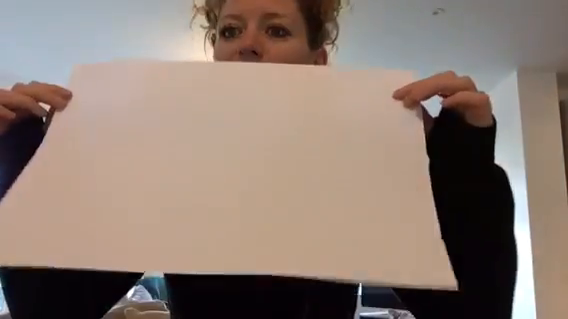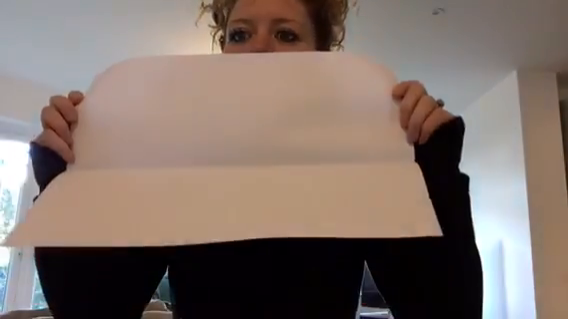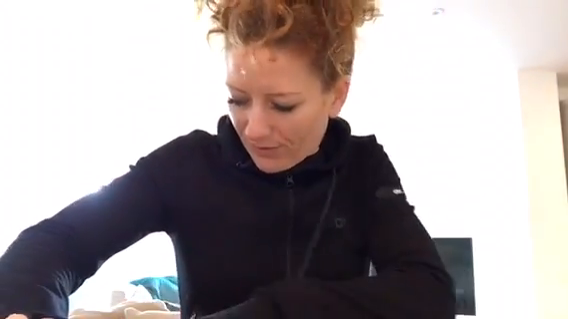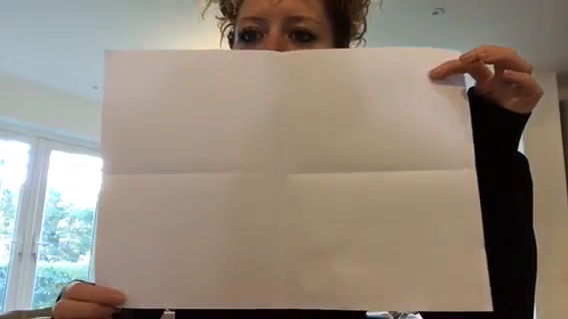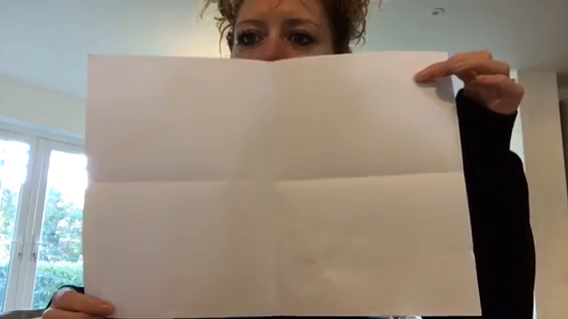So the first thing that I want you to do is to take your piece of paper and I want you to fold it in half lengthways, okay? So you're going to fold it in half lengthways so it has a crease across the middle. And then I want you to fold it in half that way so that your piece of paper now has 4 squares on it. Okay, I'm going to pause the video to give you guys a chance to do that.